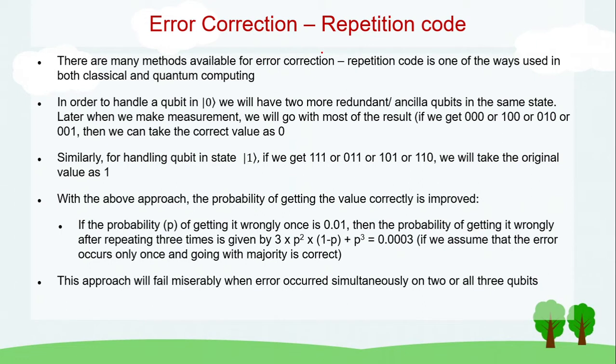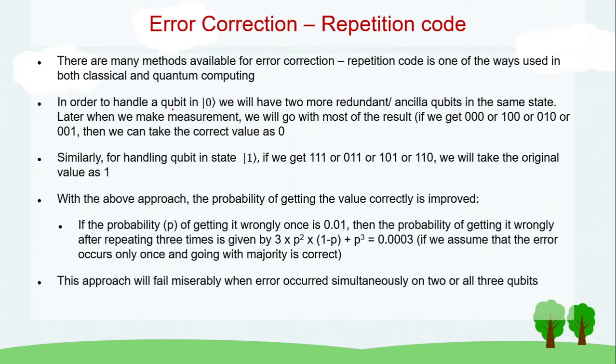So one possible way of correcting is using repetition code. There are many ways. In fact, it is one of the hot topics in quantum computing. How do we correct? A lot of papers are getting published. You can definitely get into this area. Repetition code is one of the ways. It is also used in classical computing. In fact, many of the classical computing methods can be adapted for quantum computing also.